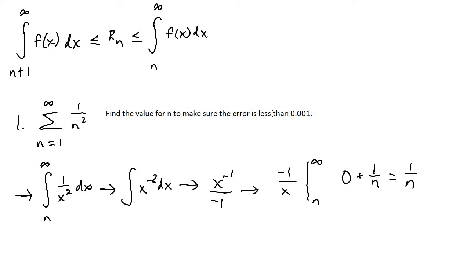Now whatever we plug in for n needs to be less than 0.001. So I'm going to set 1 over n less than 0.001. And I can go ahead and just swap these two places. So then we'll get 1 over 0.001 must be less than n, or in other words, n has to be greater than 1 over 0.001, or 1,000.